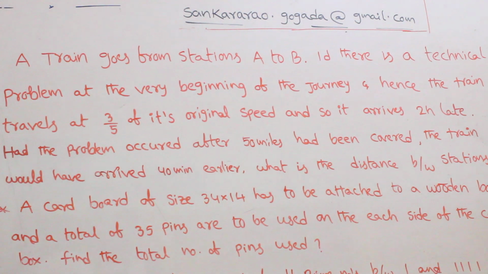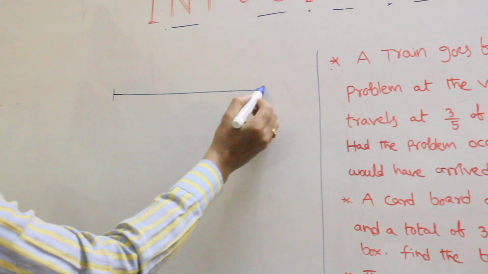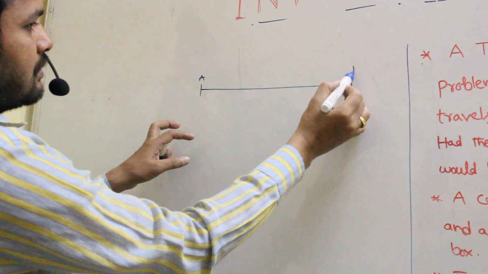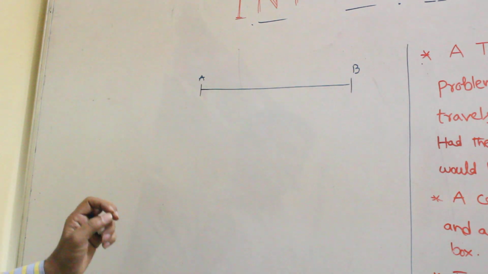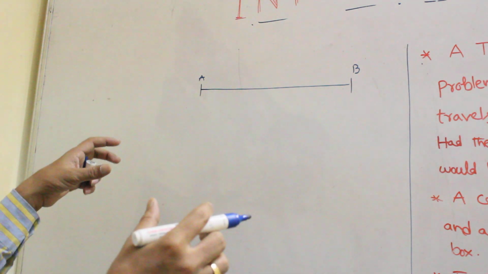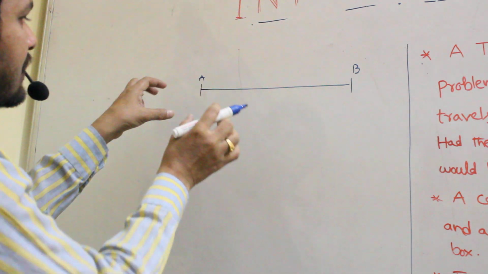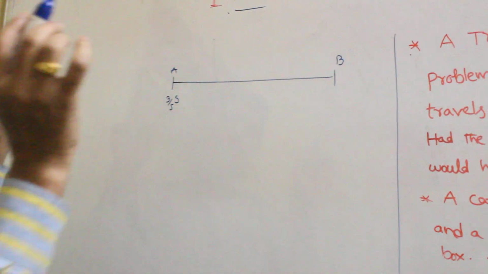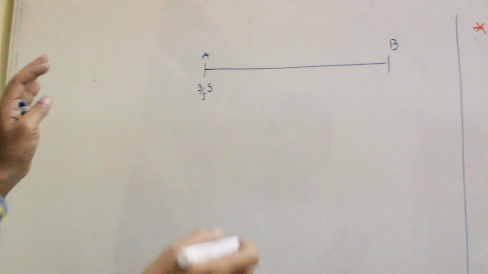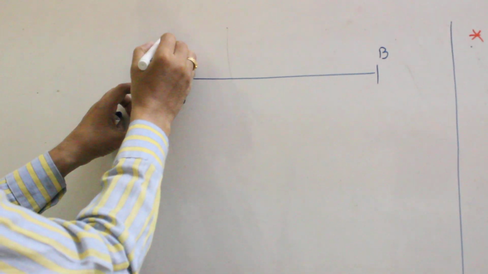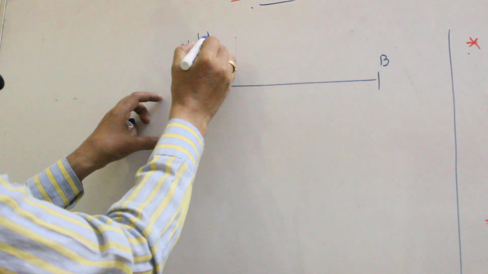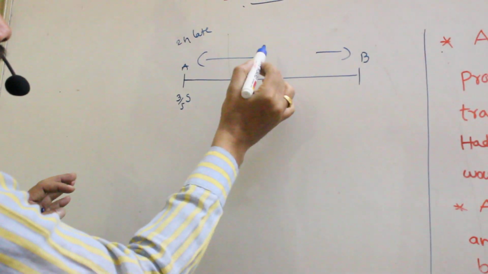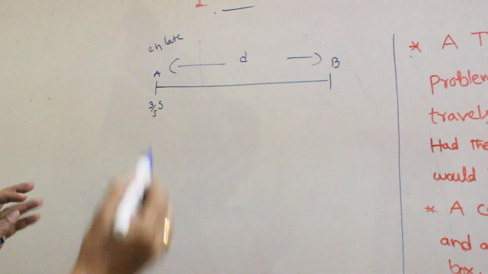Suppose you don't know the distance between the two stations. This is station A, this is station B, is the assumption. First of all, at the beginning of the problem the train moves at 3/5th of the speed. In that way, what is the time? 2 hours is the time late. What is the total distance? You don't know, so assume the distance is D.